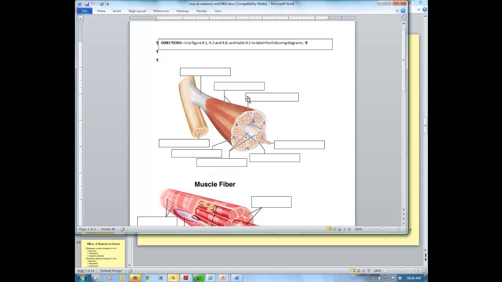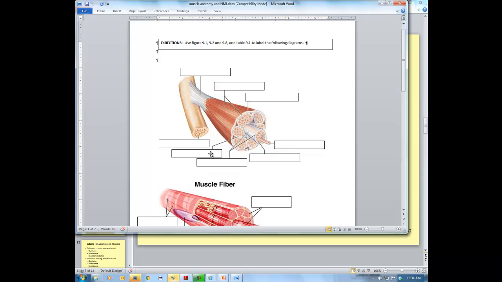Now remember, this is a muscle fascicle. So this would be an individual muscle cell. So muscle cell or fiber would go here. This also is endomysium. This is a muscle fascicle, and what surrounds that muscle fascicle is perimysium. So this too would be fascicle or perimysium. It's the outer covering. And then we have bone.